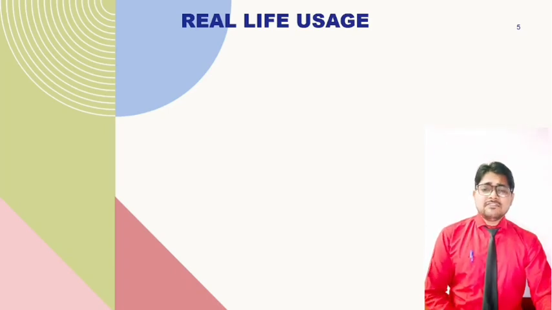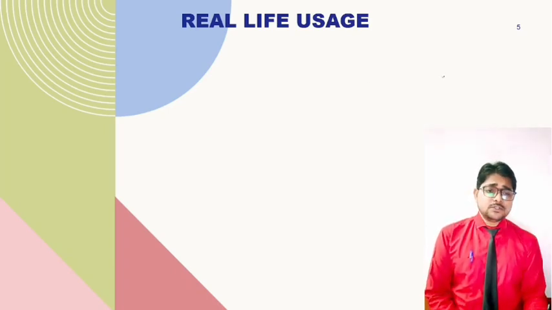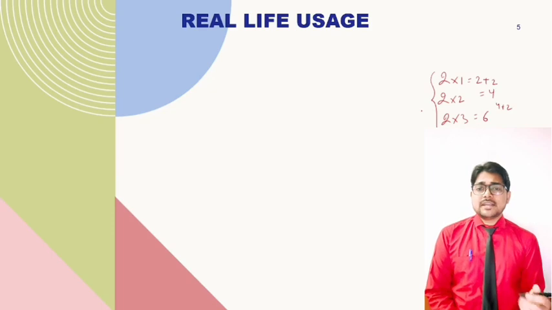So in real life, if we write 2 into 1, we get 2. Then we add 2 plus 2, we get 4. That means 2 into 2. Then 2 into 3, we get 6. How does it come? 4 plus 2. This is also a real life example when you are writing the table of a number. So that is a real life example.